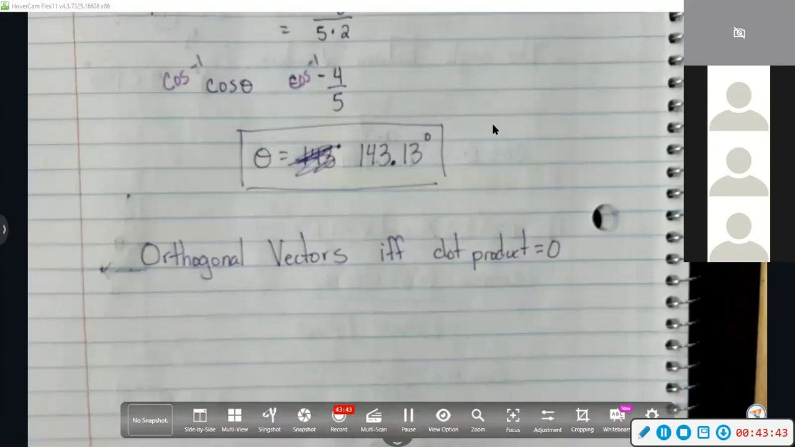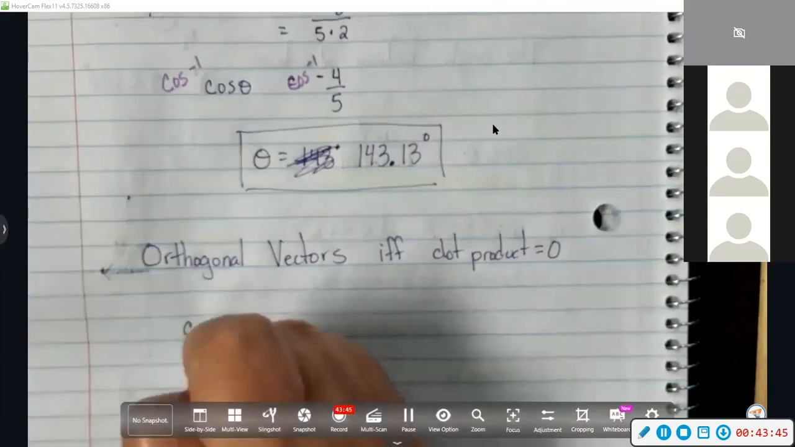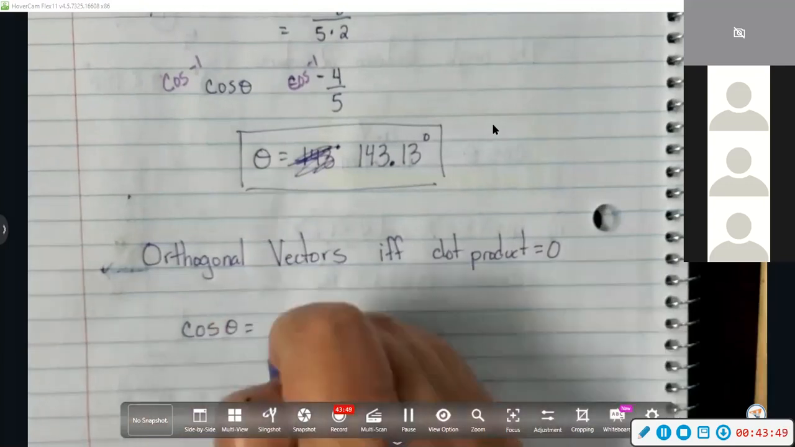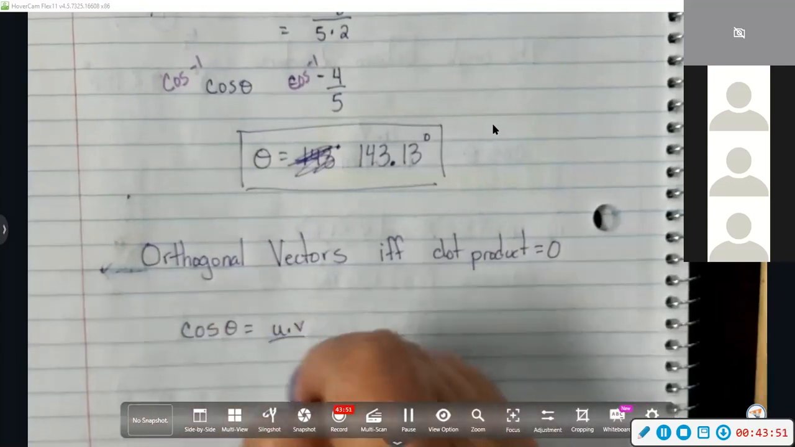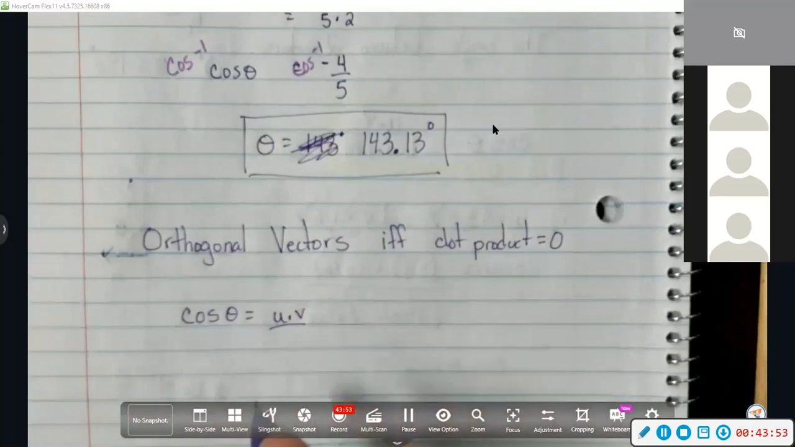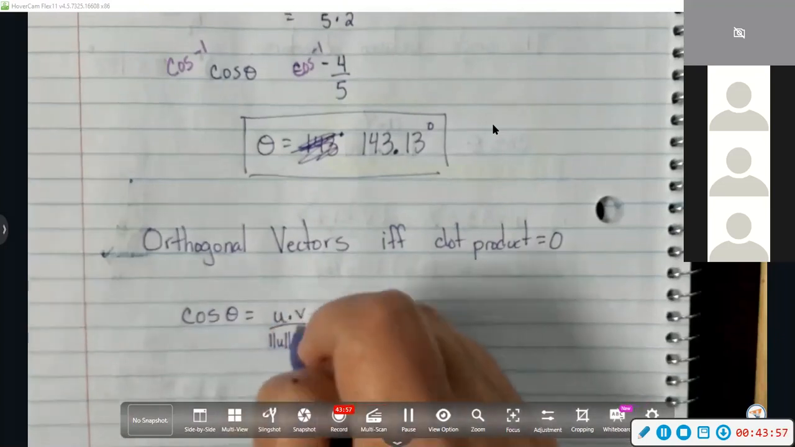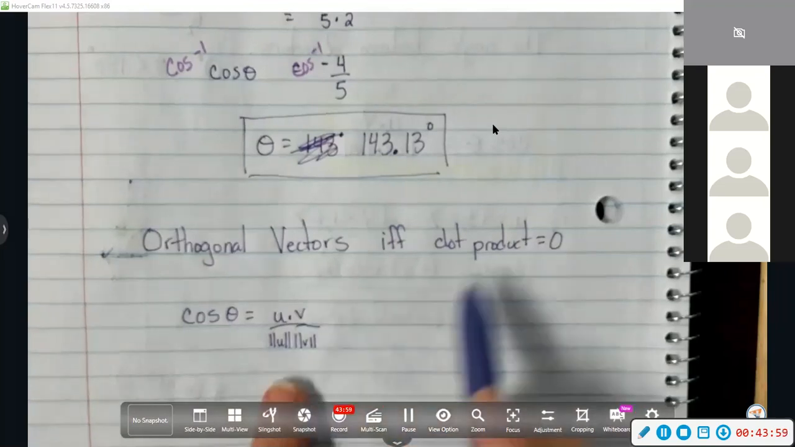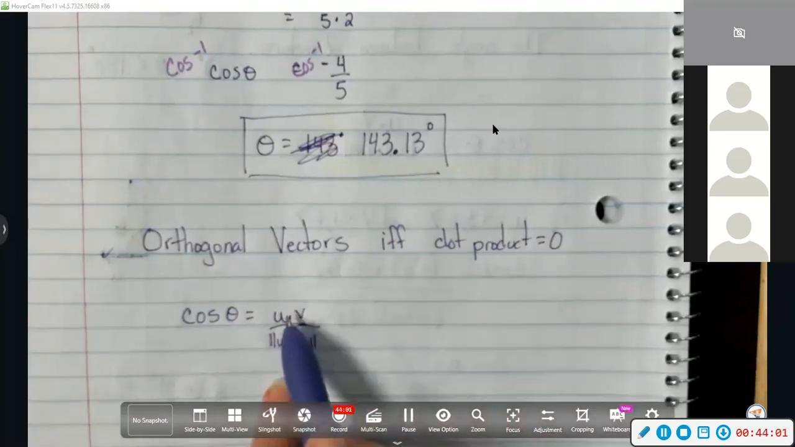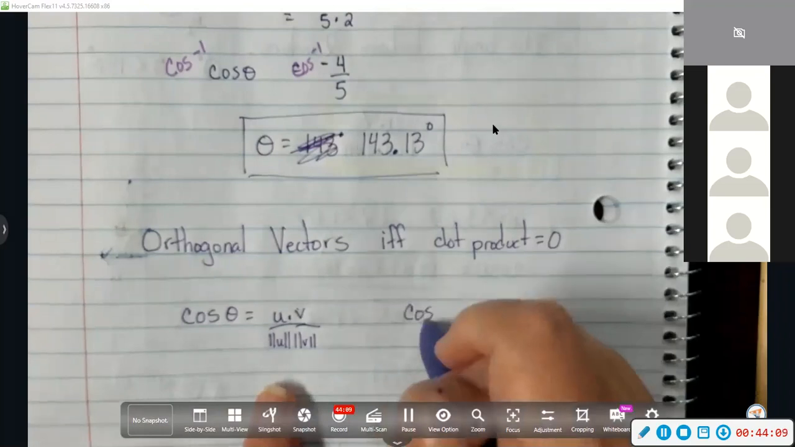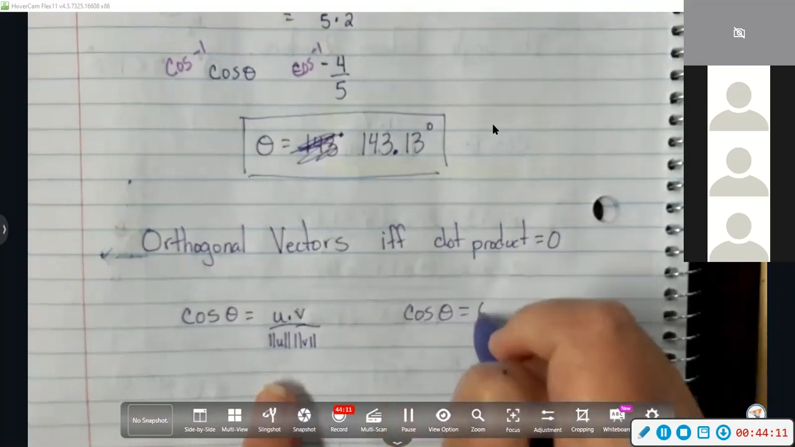So now let's think about something. So here, remember our formula is cosine theta equals u dot v over the magnitude. But let's not even worry about the magnitude for right now. Let me write it down so I don't confuse you while we're learning a new formula. So if the dot product is 0, right? Isn't it true that 0 divided by anything is 0? So that means that the cosine of theta is equal to 0.